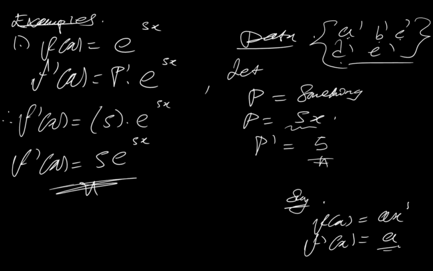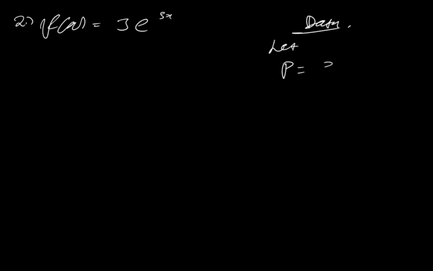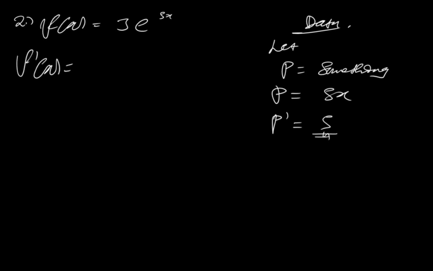All right, let's jump to example number 2. So we'll be using the same technique. Given f of x being equal to 3 e to the 5x, what are we going to do? Do the same thing. Let p equal to the something. In this case, the something is 5x. Find the derivative of something. So p prime will be 5. So remember, f prime of x will be the derivative of something, which is p prime, times e to the something. Now you are having 3.